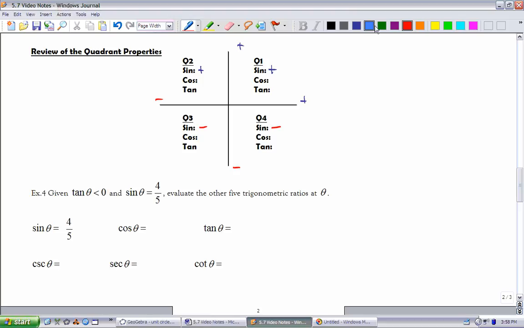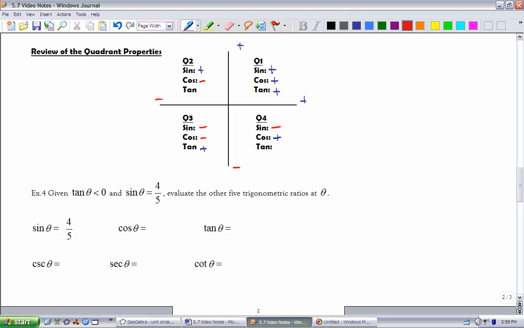Cosine corresponds to x. So wherever x is positive, which is the right side of the graph, cosine will be positive. And wherever it's negative, on the left side, where x is negative, cosine is negative. Now, tangent is just sine divided by cosine. And we've seen that. So, sine is positive, cosine is positive, tangent will be positive. Wherever the signs of sine and cosine are the same, tangent will be positive.